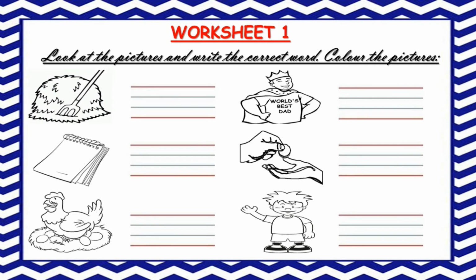First is hay, h-ay hay. Next, dad, d-ad dad. Next, pad, p-ad pad. Pay, p-ay pay. Lay, l-ay lay. And lad, l-ad lad. So children, after writing the correct word, you have to color the pictures. So students, like this, you have to complete this worksheet number 1. In this, you have to look at the pictures and write the correct word, and then you have to color the pictures beautifully.